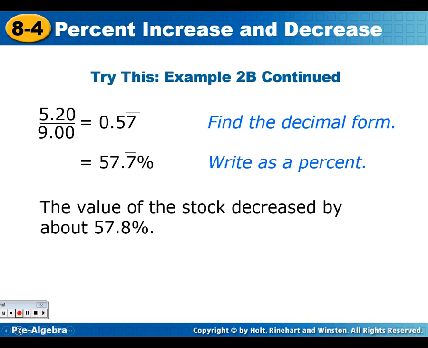So again, something to think about as you're working through these. Rounding to the nearest tenth, I think it'd probably be better to round to the nearest whole. So I would rather you round that to the nearest whole, giving us a 58% decrease.